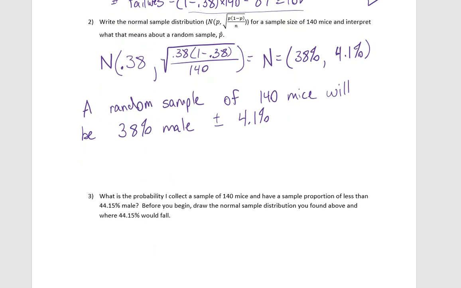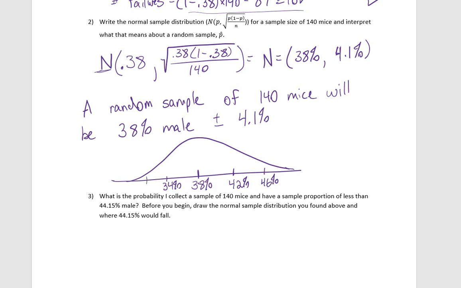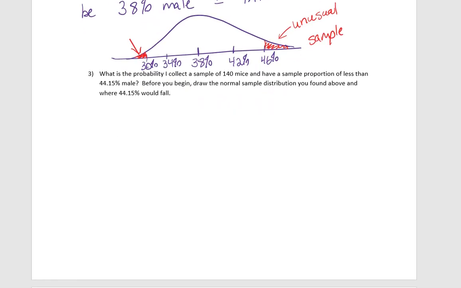Now, before we get on to question 3, here's what I would like to point out. Remember, this is a normal distribution. So, if I drew a normal curve, I would say, okay, well, most of my samples are going to be 38% male mice. It's possible that I see 42% and down to 34%, okay? That's pretty likely. It's also likely that I go up to 46% and go down to 30%. Now, what would you say if I collected a sample of mice and I saw more than 46% were male or less than 30% were male? That would be a very unusual sample, wouldn't it? And the way I got that was using the empirical rule. So let's just keep that under our hats for right now.